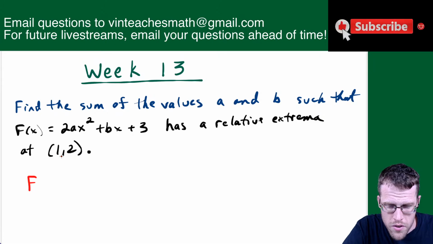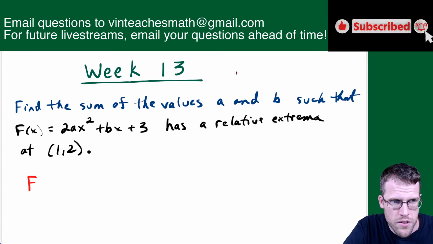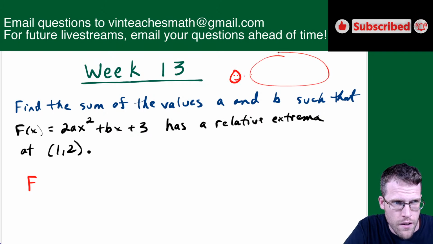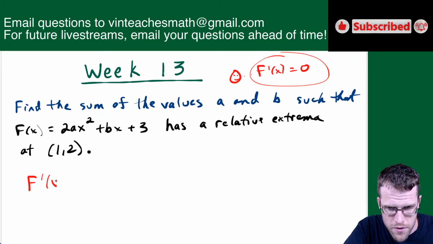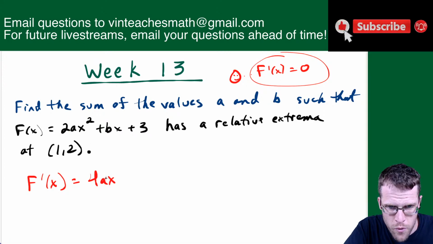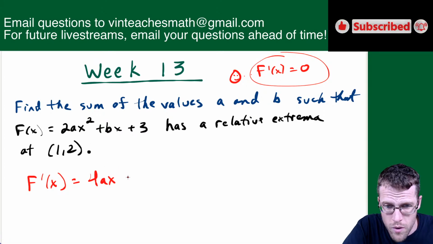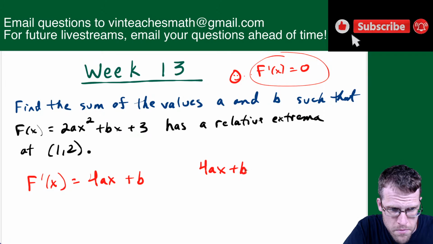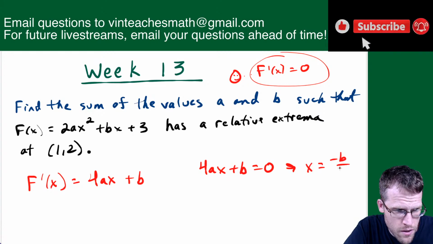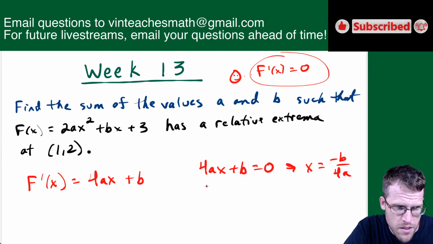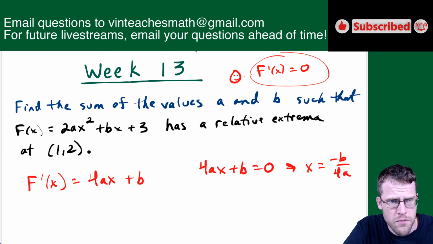If we want a relative extremum, notice this is a polynomial function. So where my head is going right away is, okay, we want f prime of x to equal 0. So f prime of x first is 4ax, because we're doing 2 times 2a is 4a, times x to the power rule, 2 minus 1, and then plus b. This is what we want to set equal to 0. 4ax plus b equals 0, so this occurs at x equals negative b over 4a. So that's the first part here.